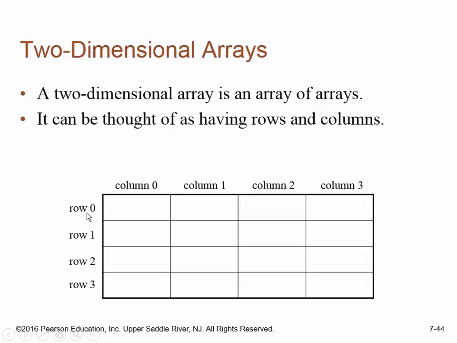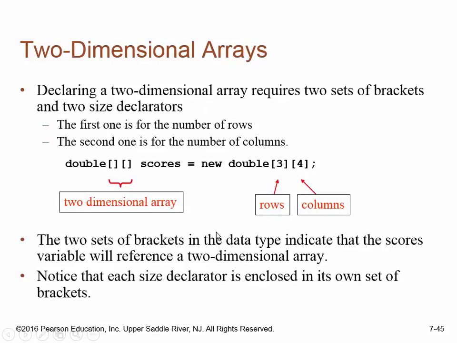And you know that since you have four rows and four columns, 4 times 4 is 16, so there are 16 elements in the array. When you create an array like this, you put two sets of brackets. The first one is for your rows, the number of rows. The second is for your number of columns.